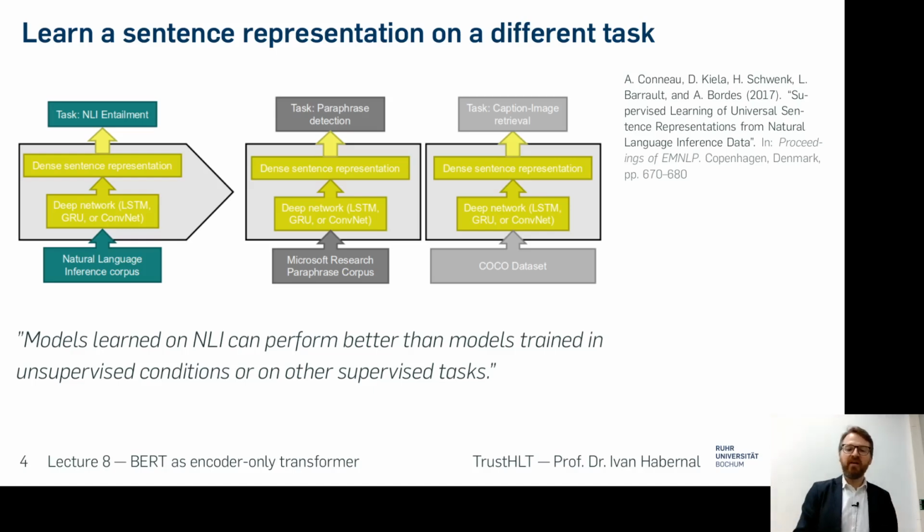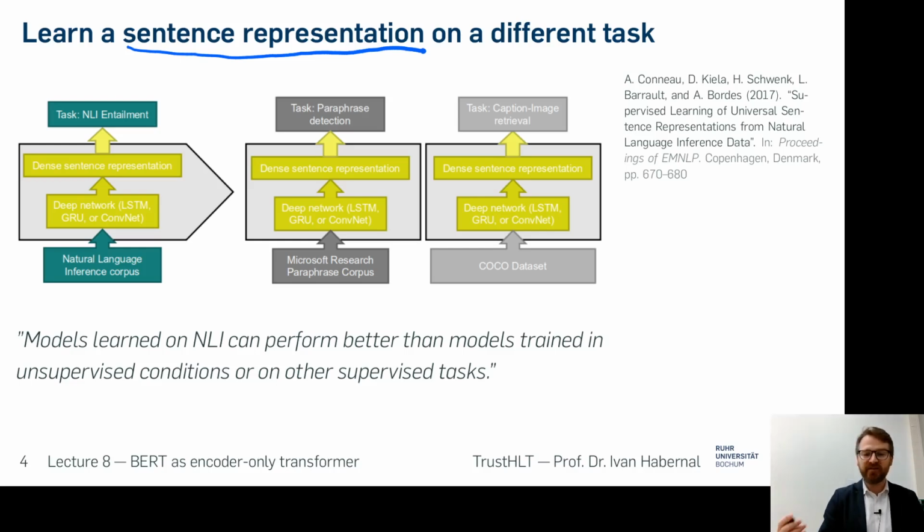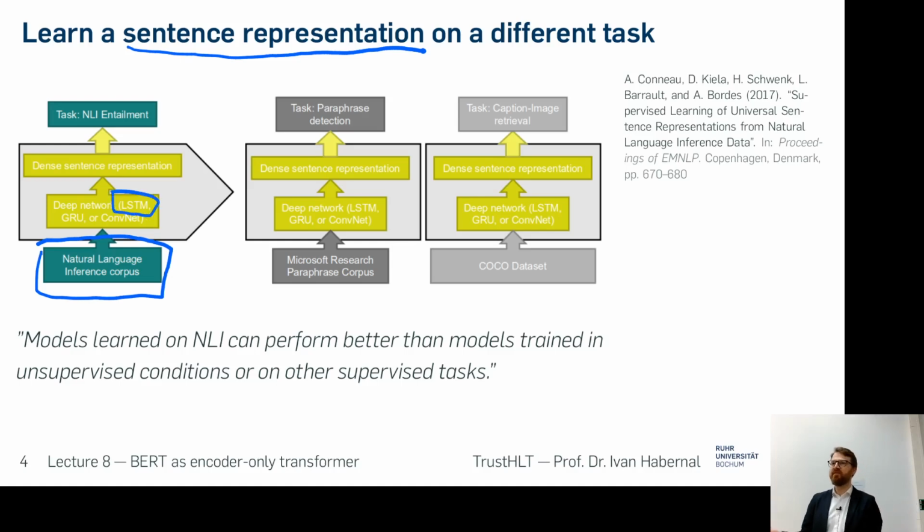So here the idea was that they tried to learn a sentence representation, not just word representation, on a task, and then plug it onto the pre-trained network, which can generate a representation of the sentence, and plug it into other tasks. So the idea is simple, the same as we had in the previous slides. What I have is, for example, a natural language inference corpus, and they train an LSTM network. LSTM is the recurrent neural network, which we discussed in the last lecture.